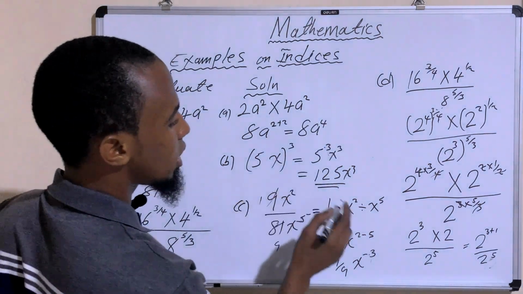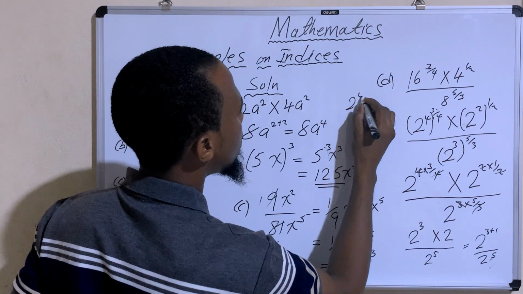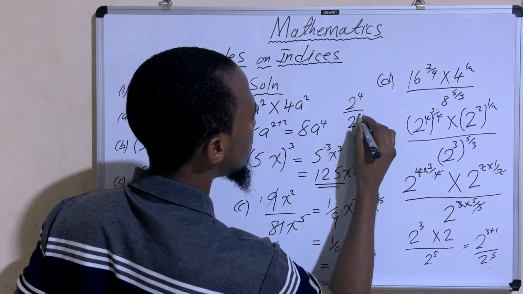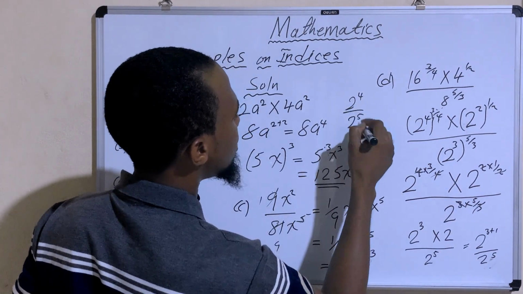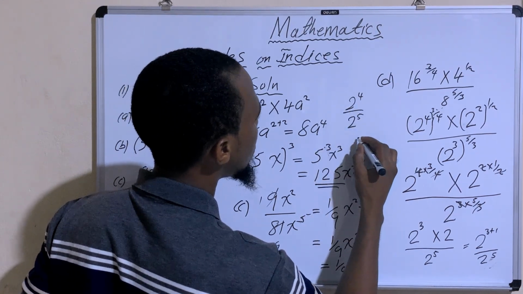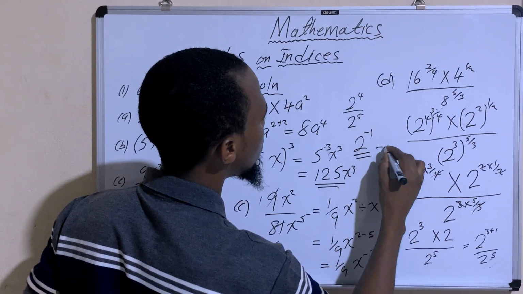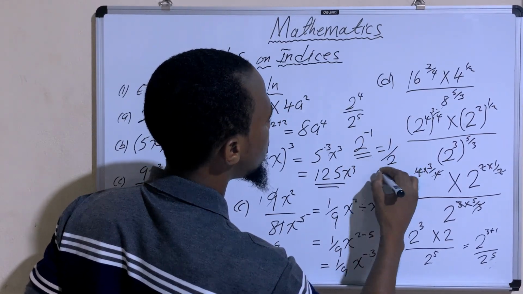Now let me just complete it here. That is going to give us 2 to the power 4 over 2 to the power 5. Now if we apply the division law, it's going to give us 2 raised to the power minus 1, and that is going to give us 1 over 2.